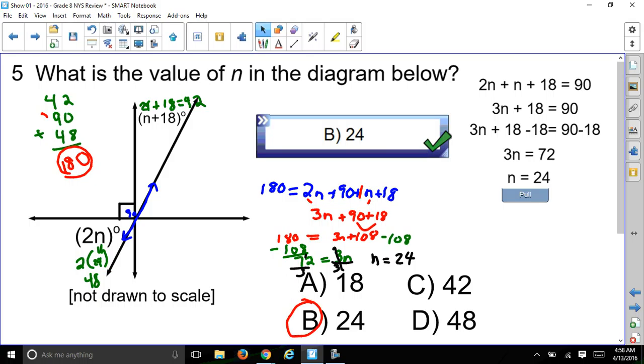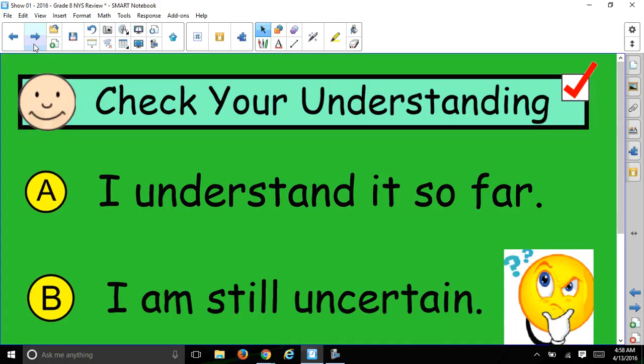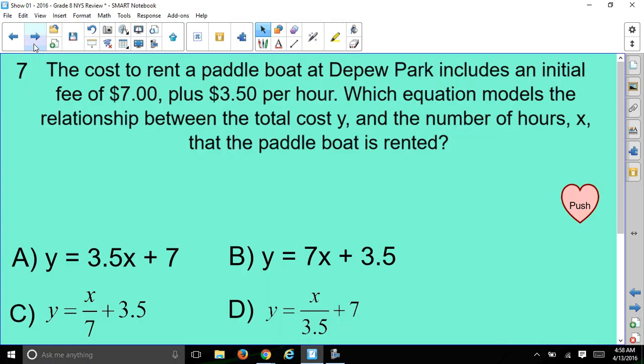So hopefully you understood all of that and you got it right. So watch the video again. Check your understanding. If you understand it, great. If you're not sure, write down your questions, bring them in, and we'll be glad to answer them in school.